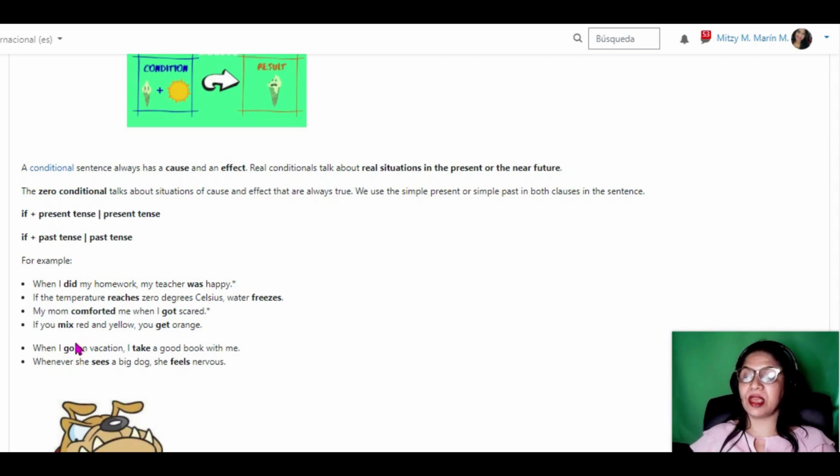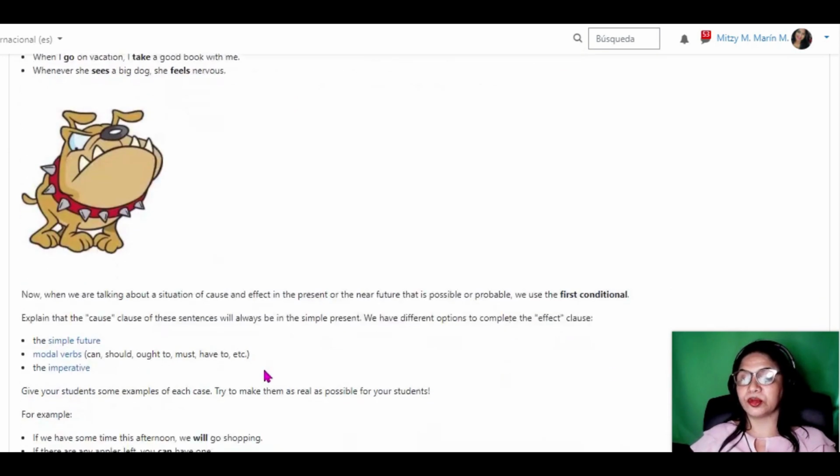This is related to the if conditional. We can use when, as in the first example, or we can use if. If the temperature reaches 0 degrees Celsius, water freezes. My mom comforted me when I got scared. Then I use when again. If you mix red and yellow, you get orange. When I go on vacation, I take a good book with me. Whenever she sees a big dog, she feels nervous.